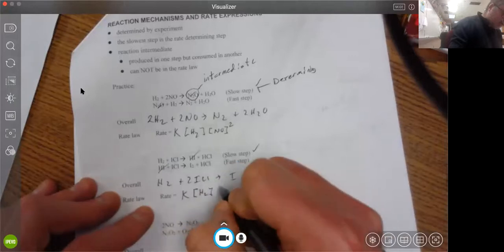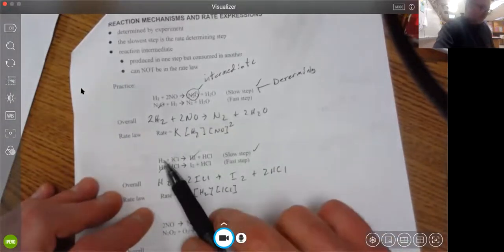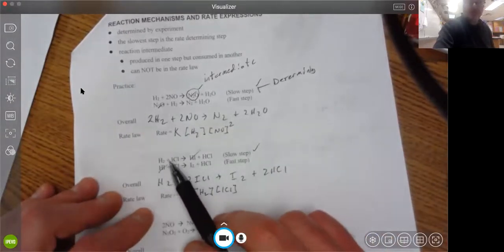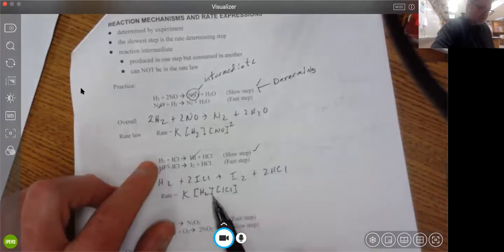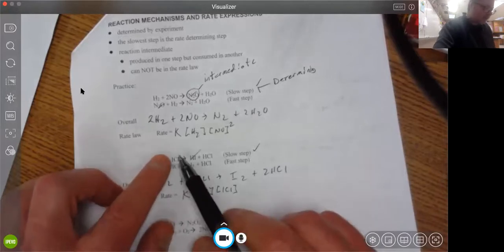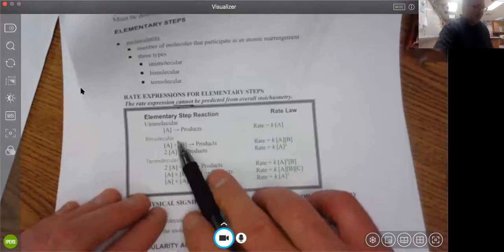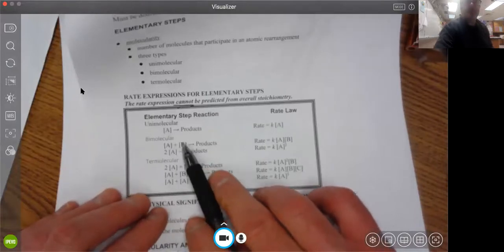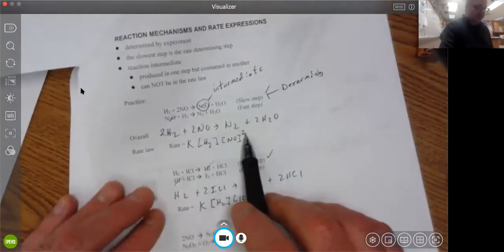H2 and ICl. So there we have, since we're only using this slow step to form this, the coefficient for this is 1, so this is first order in hydrogen, and the coefficient for ICl is 1, so this is first order for ICl. Now, very rarely do they use these terms, but that's why they're there. So that would be considered a bimolecular elementary reaction. 1 and 1. This one would be considered termolecular.